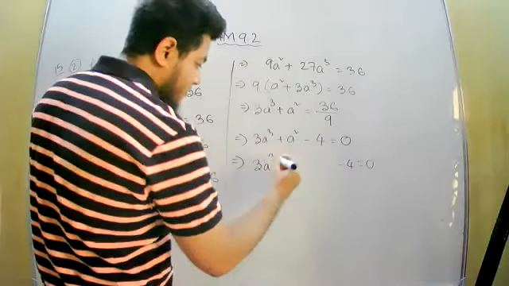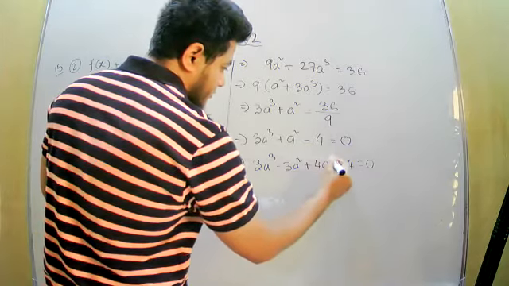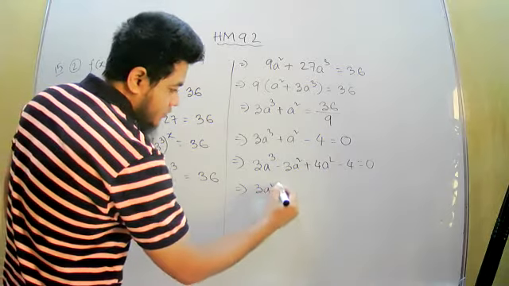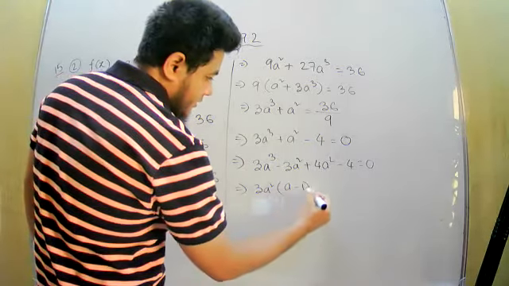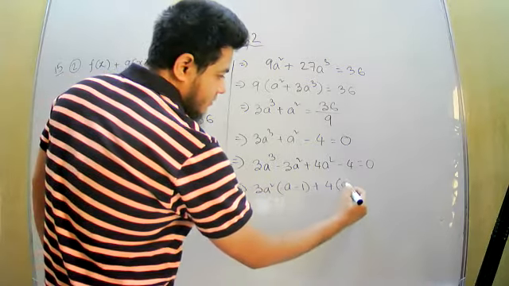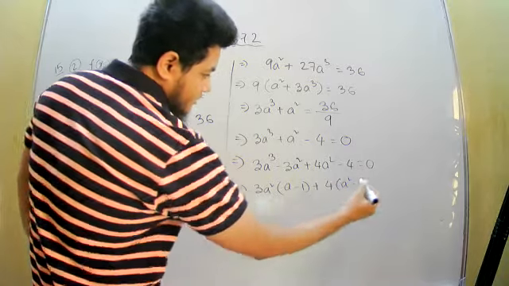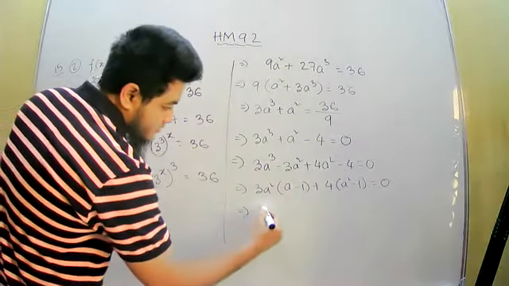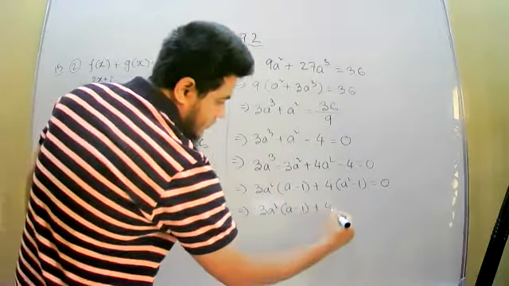And 3a square, it is to be negative as you saw. And 4a square, it is positive. So from here, if I take 3a square common, then I will get a minus 1 plus 4, if I take common, then a square minus a square minus 1 is equal to 0. Okay. So 3a square (a minus 1) plus 4 into.